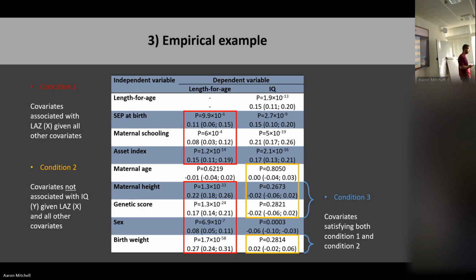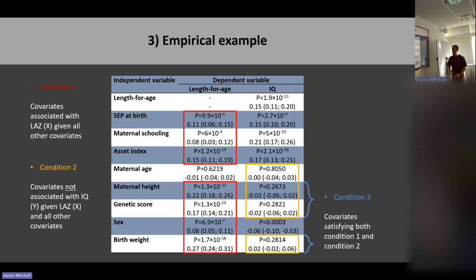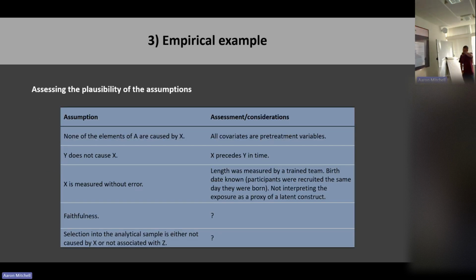Question: are we done? Shall we just be happy with concluding that our covariate set is valid? So what about the assumptions? Are they plausible? What about statistical power? I'm making statements about lack of association, so I had better make sure I'm well powered to detect even small associations. So let's think about all of the assumptions. That's why I listed all of them first, because we need to think about them.